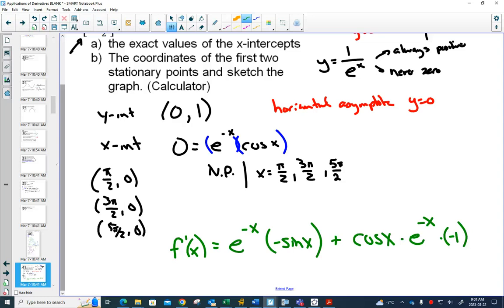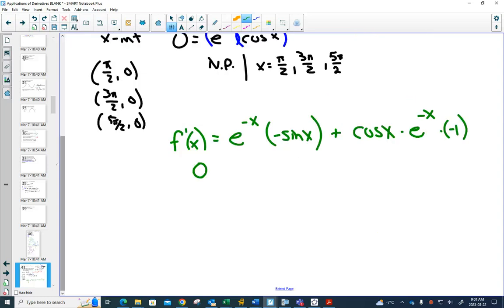Now we have to make our derivative equal to 0 to find the stationary points. And to solve this, we're going to factor it. Notice that you can factor out a negative and an e to the negative x. That would leave you with positive sine x plus cos x.